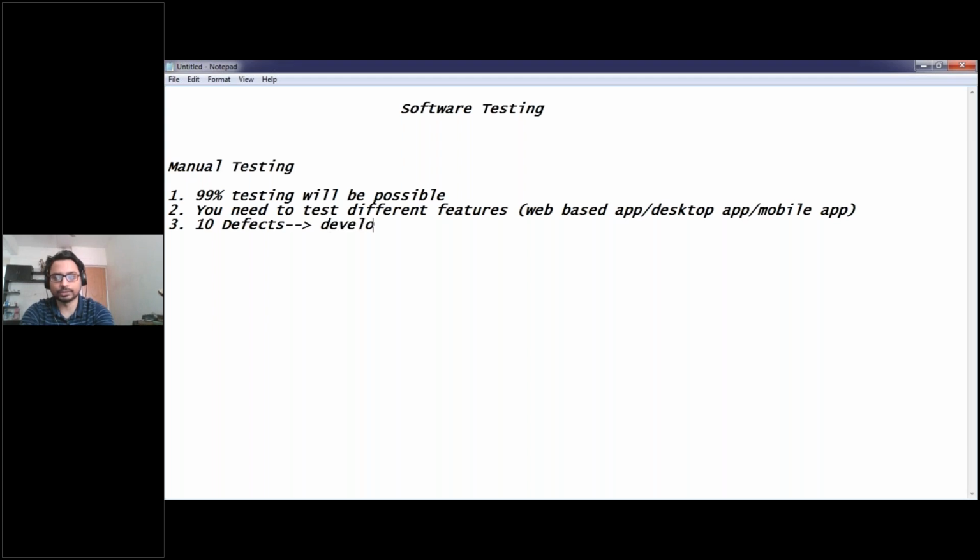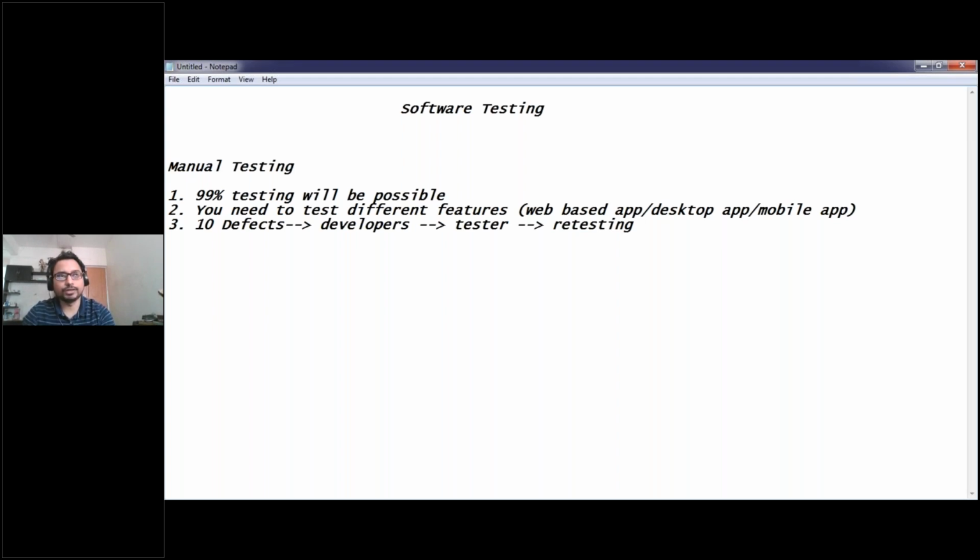to the developers, and the developers will try to fix those defects and give the application back to the tester. Once the developer fixes all 10 defects, the developer gives the application to the tester and asks him to do the retesting. So what is retesting here? Retesting means testing for the defects only, not testing the entire application.